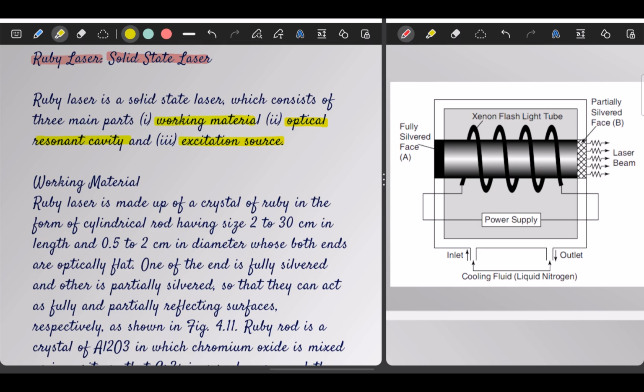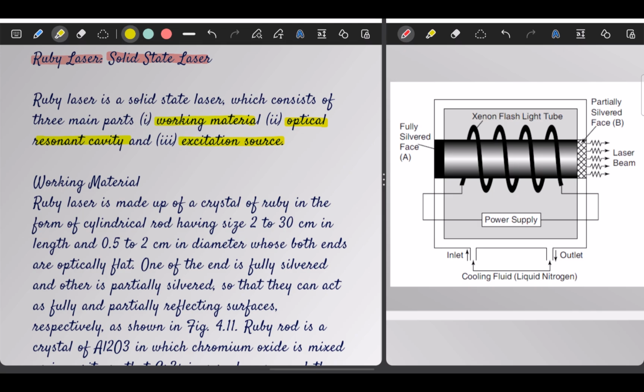And the excitation source can be defined as the process by which we achieve the population inversion. So this excitation source is used to achieve population inversion. And the optical resonant cavity is a system of two plane, flat and parallel mirrors whose ends are fully silvered and partially silvered. So this is about the main parts of any laser.